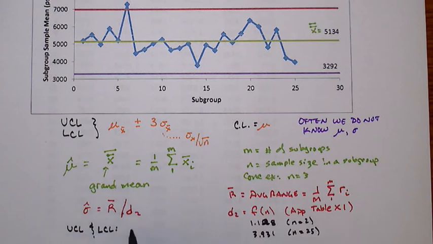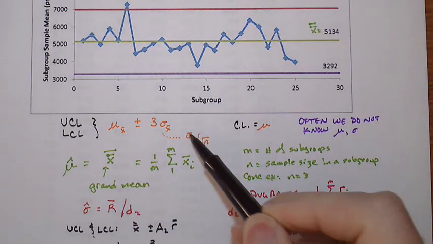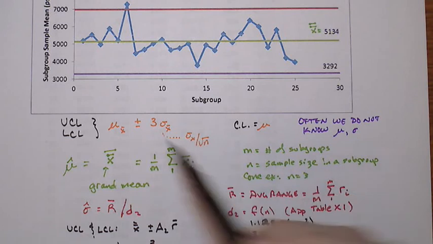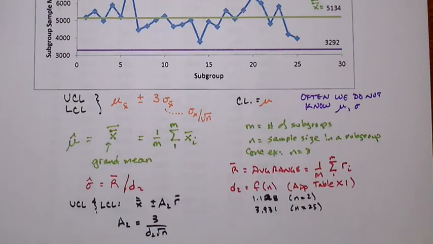They will be centered at our grand mean, plus or minus a constant A2 times our R bar, where A2 is just 3 over D2 times square root of n. All we've done is substitute sigma hat in for sigma x. So there's your R bar over D2 times square root of n, and your 3. We're just recollecting our terms. Sorry about that. There's your 3 over D2 square root of n.